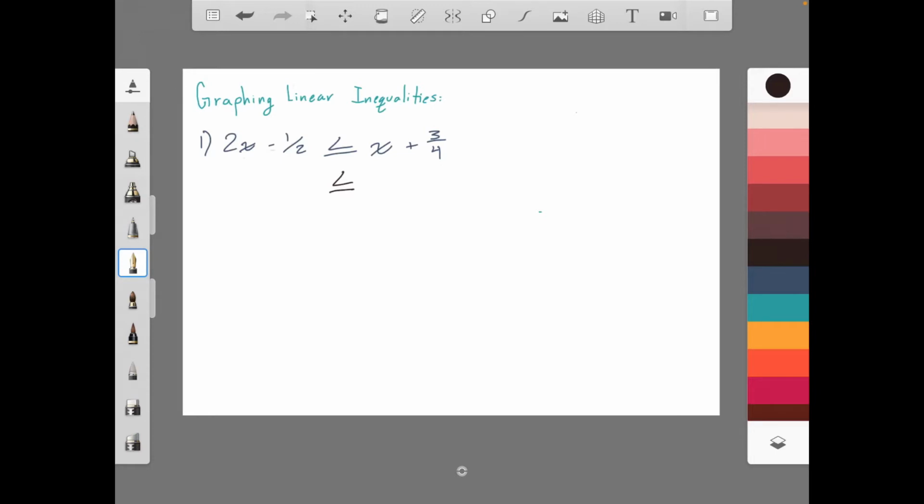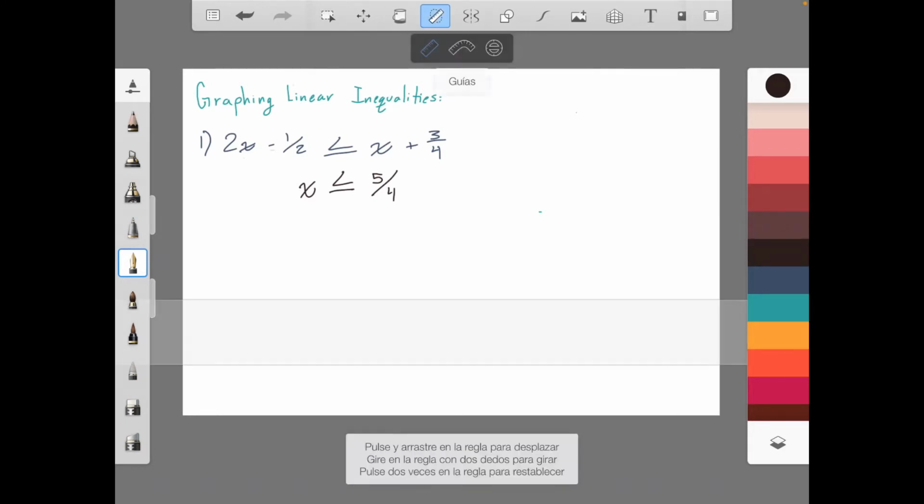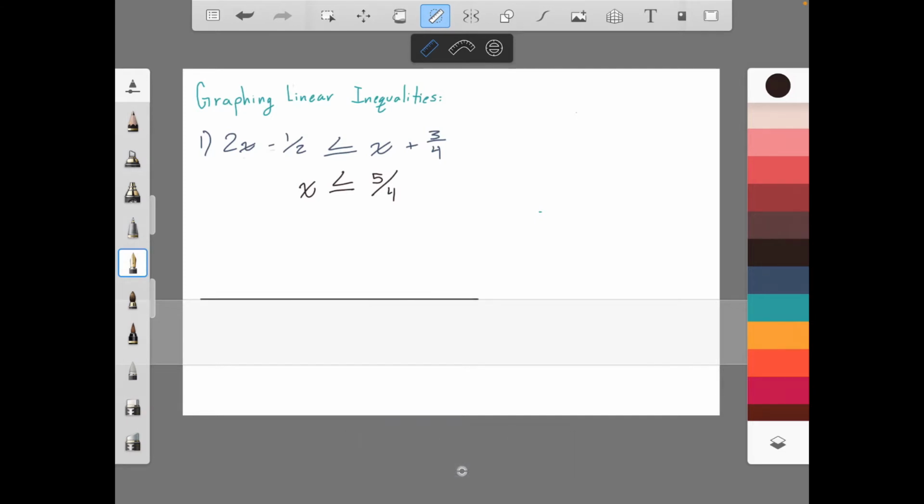So the answer is x is greater or equal than 5/4. Now the way we're going to graph this is with a number line. Problems that only have 1 variable are going to be graphed using a number line. That's something very important to keep in mind, especially in those exercises where they ask you to represent your answer in different ways. This is a very good way of doing that.